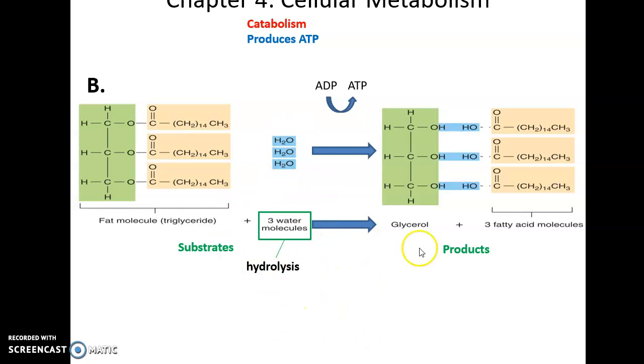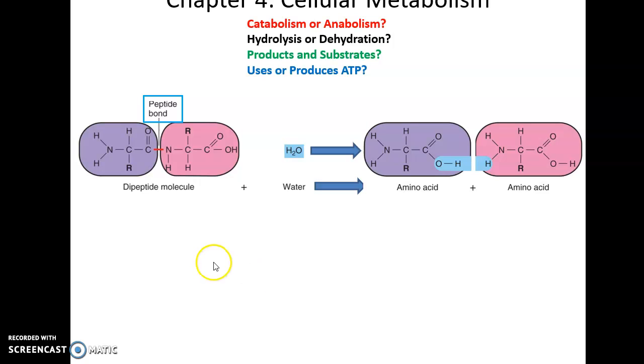Water is a substrate that gets broken up and is attached to the different products. So water gets broken up, hydrolysis. Substrate gets broken up. This will produce energy, produce ATP. ADP will turn into ATP. Good old catabolism. And then here's the third example.